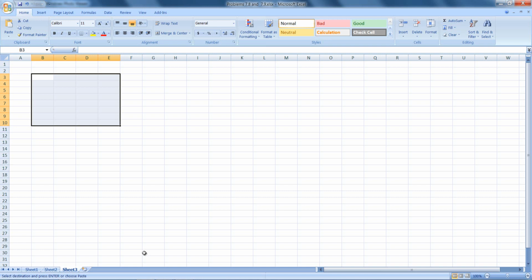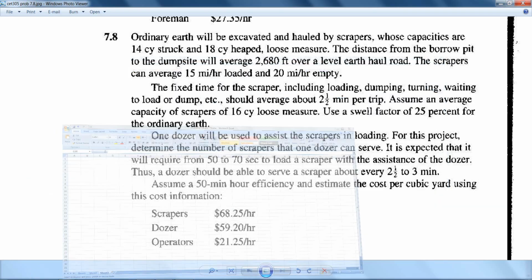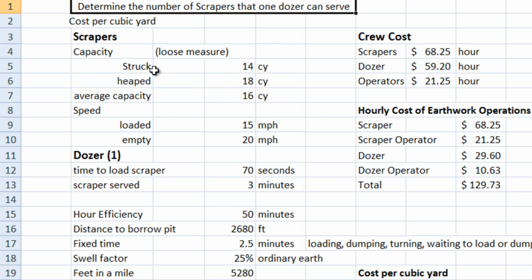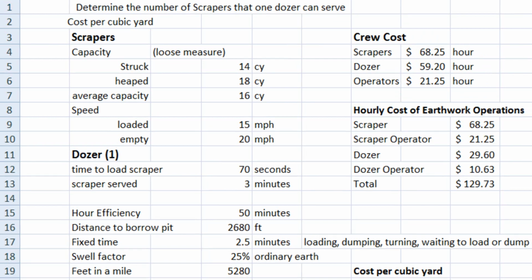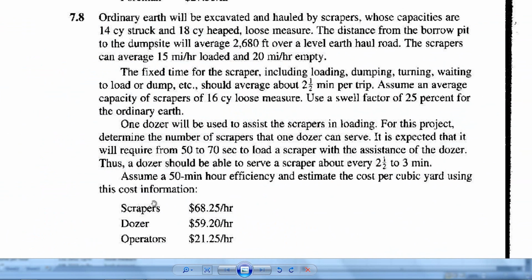I have placed most of these variables already. We have 14 cubic yards struck for the capacity of the scrapers. We have 18 cubic yards heaped. The average capacity they said was 16 cubic yards. The speed of the vehicles, loaded 15 miles per hour, empty 20 miles per hour. And then over here I put in the crew cost for the scrapers, 68.25, dozer 59.50, and those numbers are all just from right here. And then the first paragraph we get the capacities, the miles per hour, the trip distance.